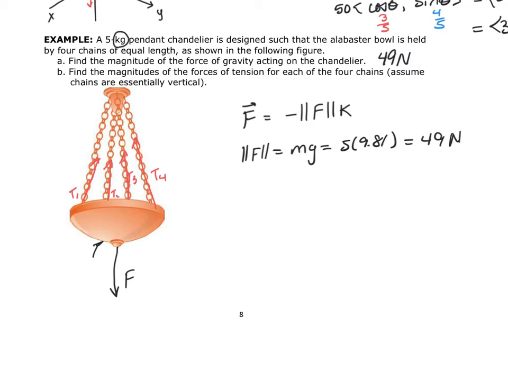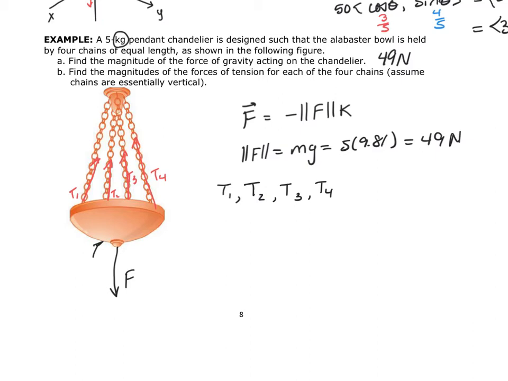Now, the next part is the one that's a little bit more interesting. We know that each one of these tensions is going to be equal. So all the tensions are equal. So I know that tension 1, tension 2, tension 3, and tension 4 are equal because we're assuming that these are all the same length and they're equal distance around the outside of the bowl. So we can make the assumption that they're all the same length.